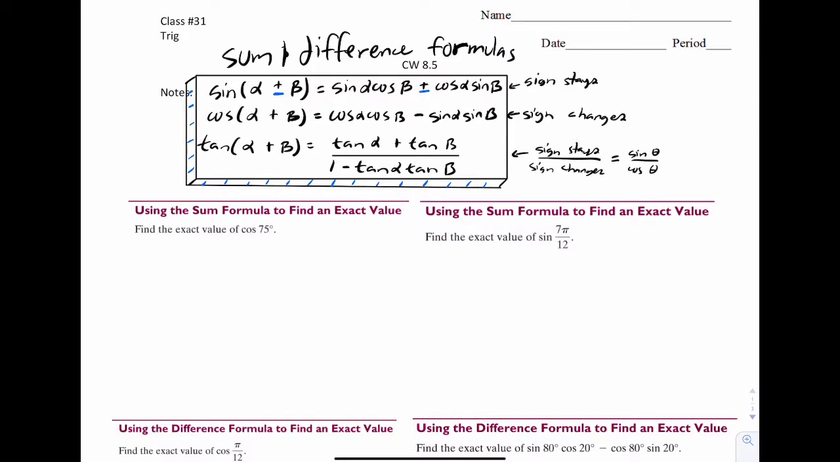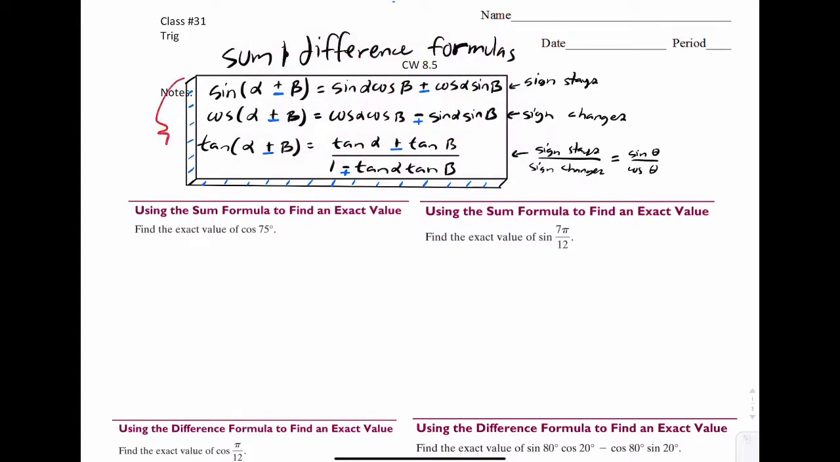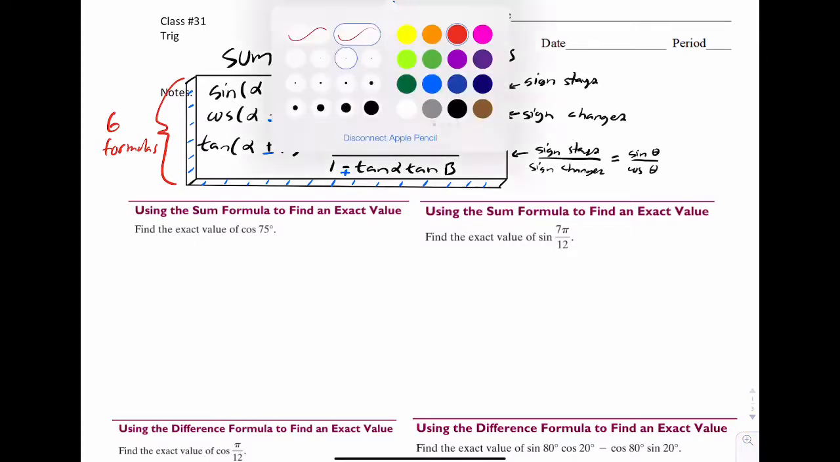So sine alpha minus beta is the same thing, just with a minus. If it's cosine alpha minus beta, it's the same thing, but with a plus. And if it's tan alpha minus beta, the top will stay, tan alpha minus tan beta, and the bottom will switch, 1 plus tan alpha times tan beta. Now notice how here, this is very important to understand, these are 6 formulas. But I want you to remember them like this because it'll consolidate it in your head. But again, you have to understand there are 6 formulas here.